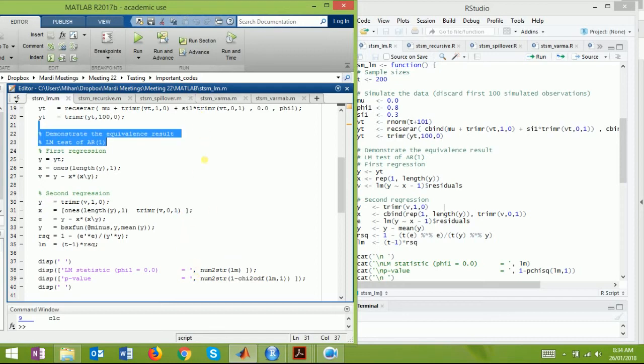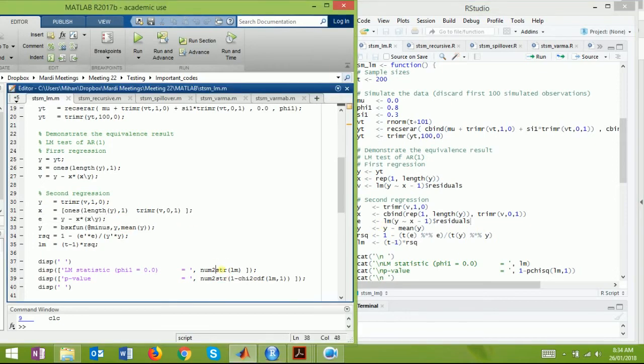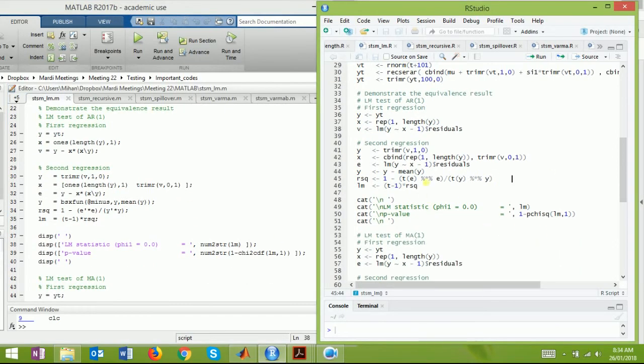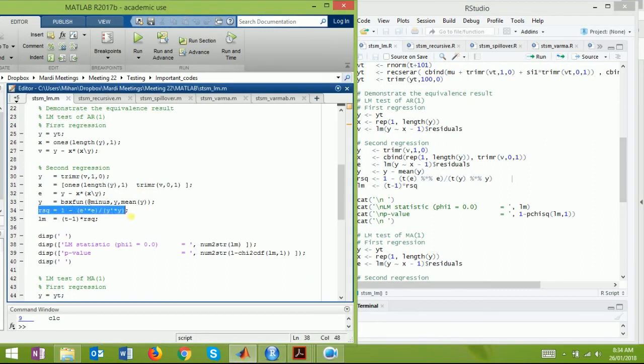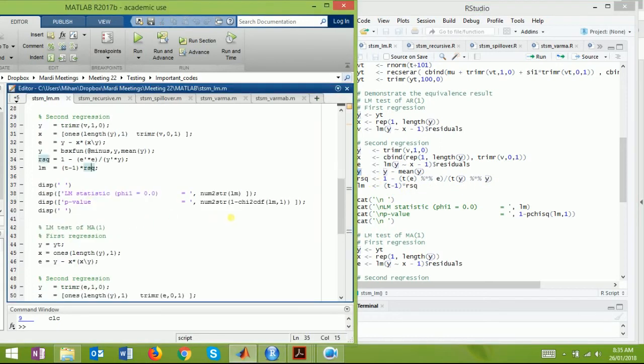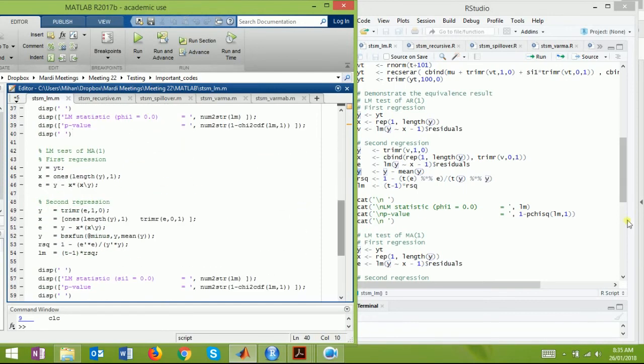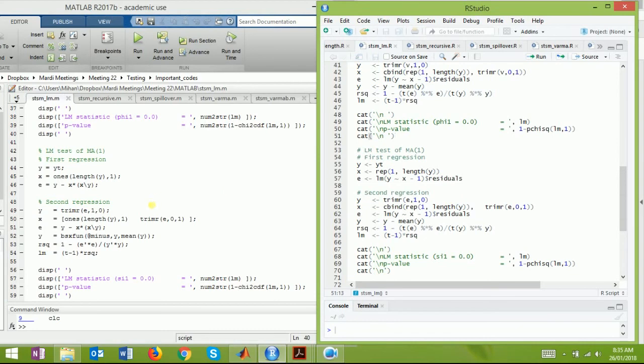This goes up like this in blocks, as we know. Then this is the residual, just like before, where the residual is regressed y on x, and y equals y minus mean of y, so r square with e and y. So we do r square and do the LM test. That is the LM test for the autoregressive 1 model, and the LM test for the moving average 1 model.